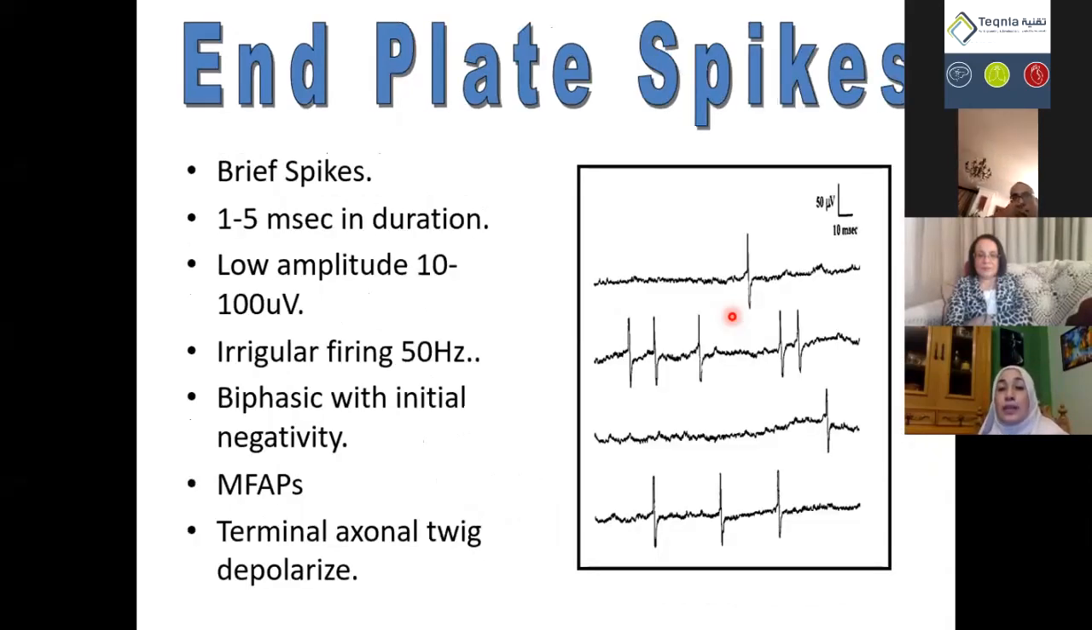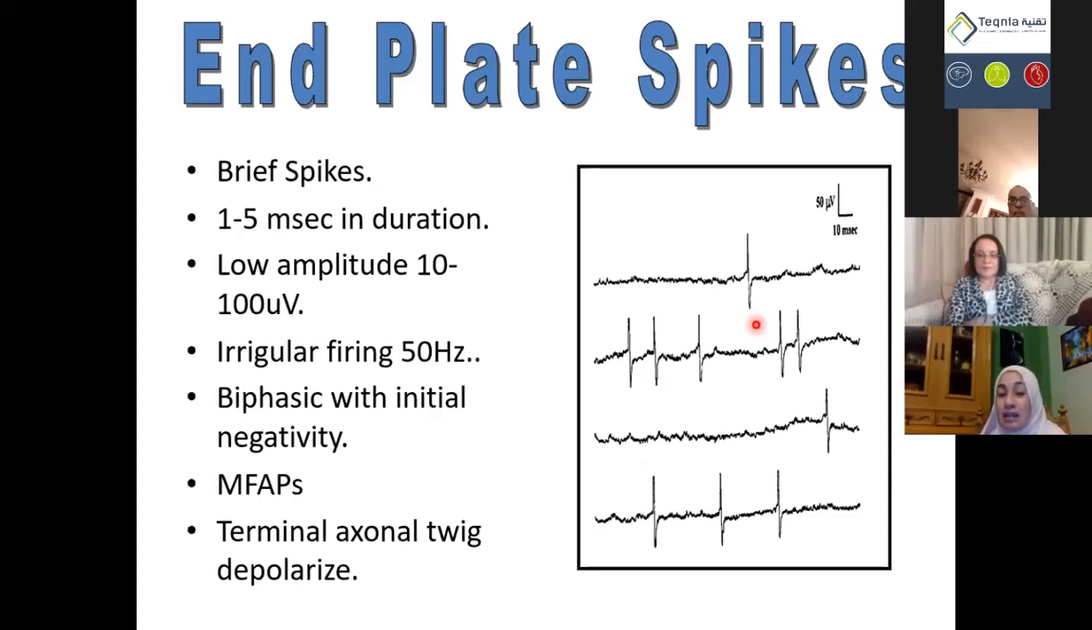What's the difference between end plate potentials and end plate spikes? End plate spikes are due to depolarization of a single muscle fiber, not miniature end plate potentials. It reaches the level of the action potential, but for a single muscle fiber. So it is brief, biphasic, with initial negativity, but still of short duration and small amplitude, and fires irregularly.